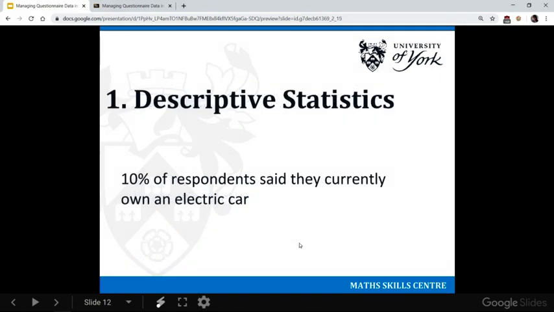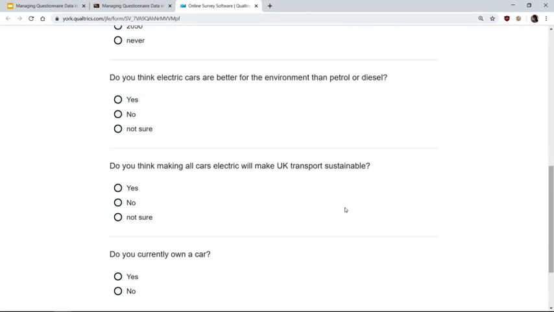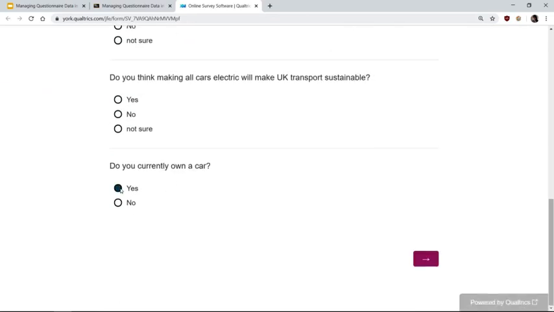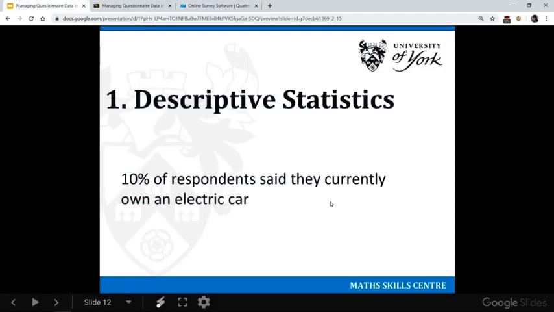The first example of a descriptive statistic I'm going to take from the electric car questionnaire. So we asked a question in that questionnaire, let me go to the questionnaire, which was, do you currently own a car? If we said yes to that question, then we would get a question which said, which kind of car do you own? And you could click the type of car you own. From that one question, we can say that 10% of respondents said they currently own an electric car. And that might be a sentence that goes into your results section.